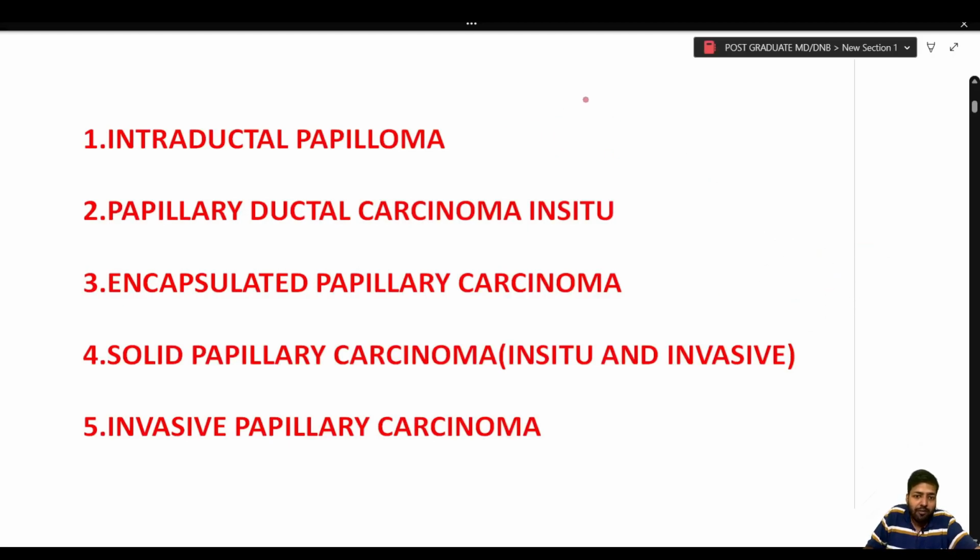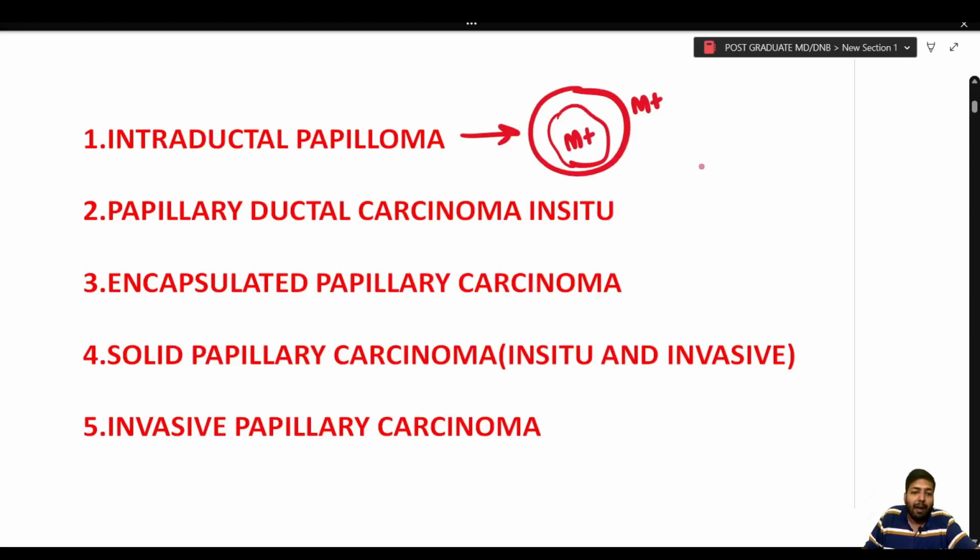So first, for intraductal papilloma, this is basically the duct, and over here this is the papilloma, for example. In case of an intraductal papilloma, remember the myoepithelial cells will be positive inside the lesion, and the myoepithelial cells will be positive at the periphery as well. This is classical of papilloma.